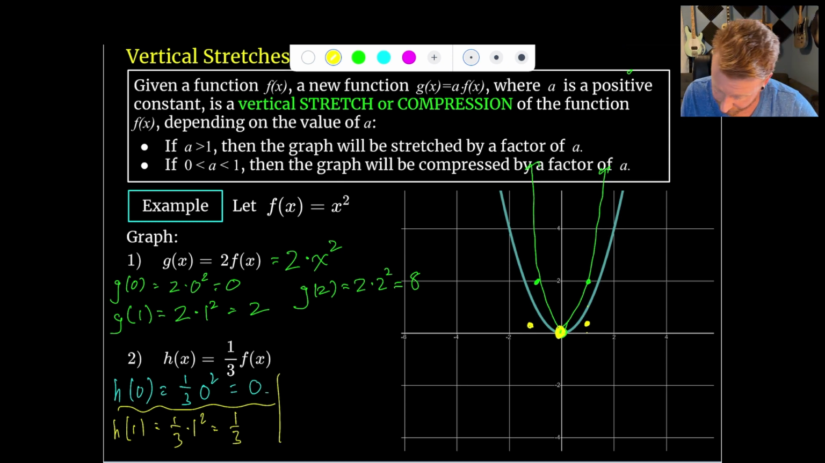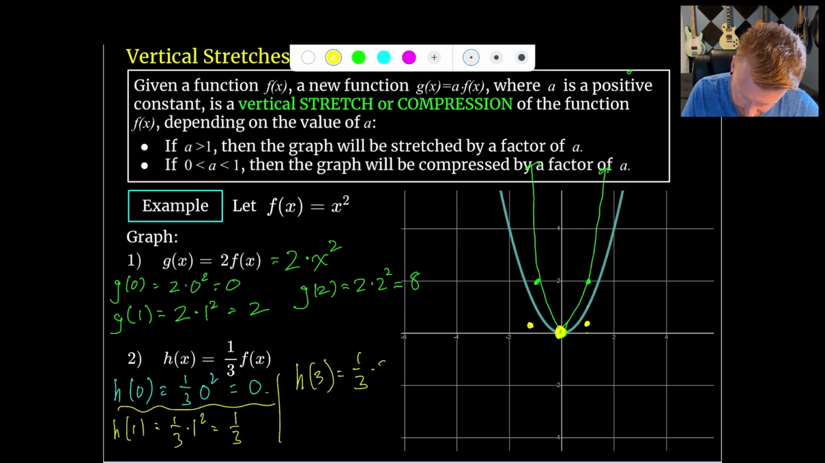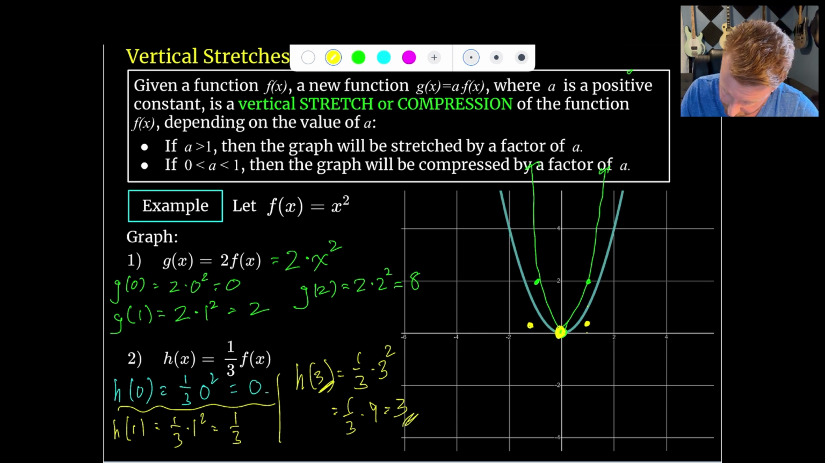And maybe let's take a look at what happens at, well, let's do 3, since that will work out kind of nice. We'll look at h of 3. And this is going to give me 1/3 times 3 squared, which is 1/3 times 9, which is 3. So we have an input of 3 and an output of 3. So that means we're at 3, which is over here. Using symmetry, we can get a similar point over at -3.